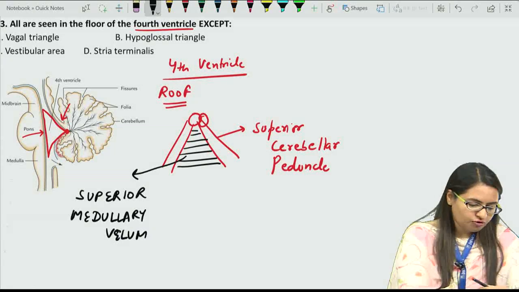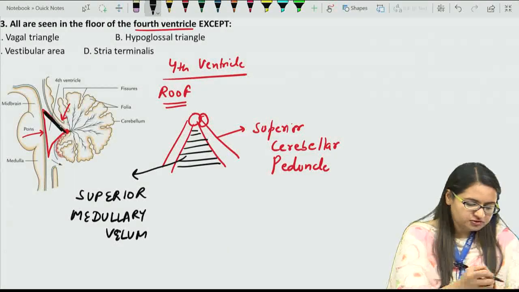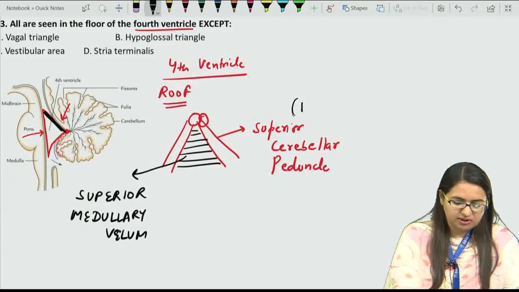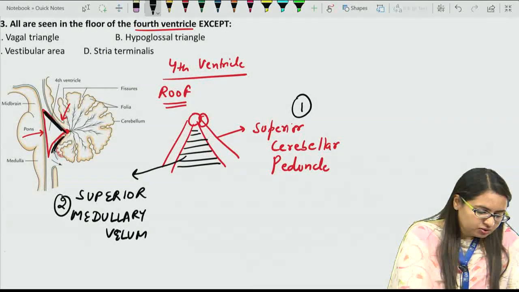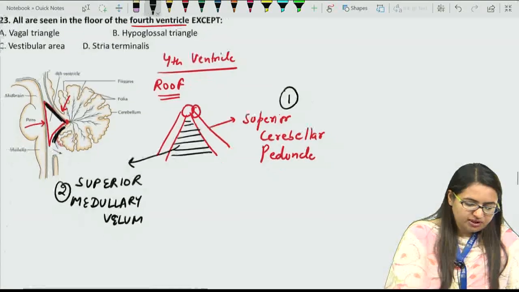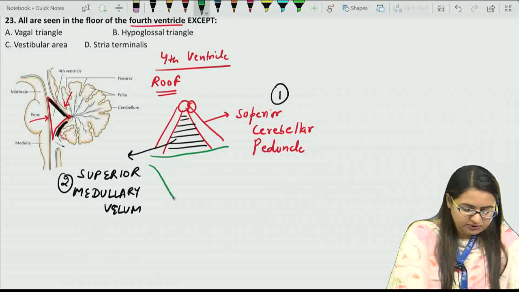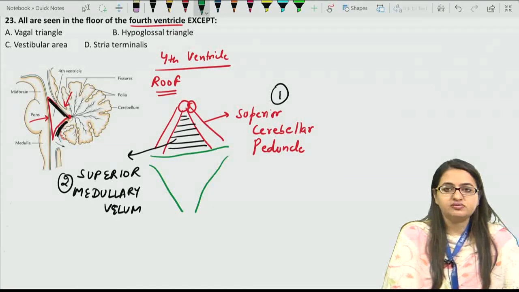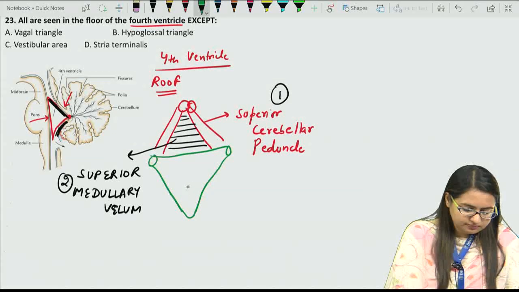Now these two structures, they are forming the upper portion of this roof. This upper portion of roof is formed by these two structures, that is the superior cerebellar peduncle and the superior medullary velum. Now if this is the lower portion of the roof, the lower sloping portion of the roof, towards here the inferior medullary velum is present. This is the lower portion, and again this is a thin membrane kind of structure, and this is a non-nervous tissue. This structure which is present over here, this is the inferior medullary velum.